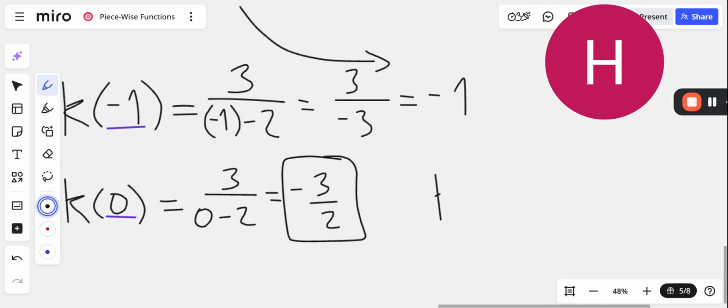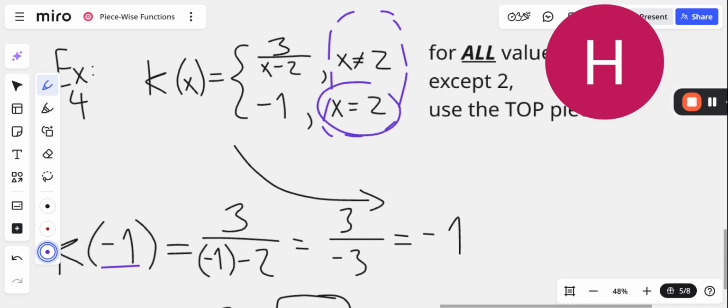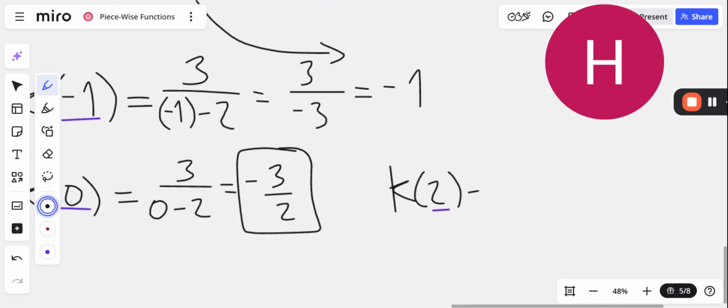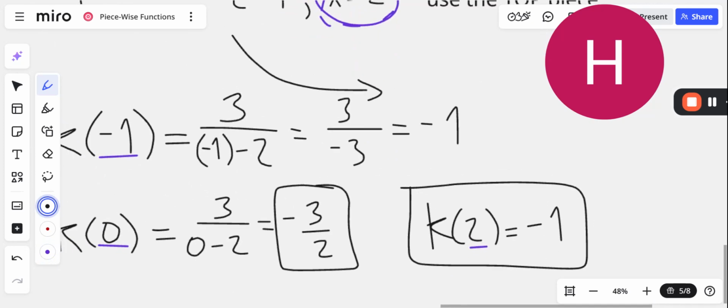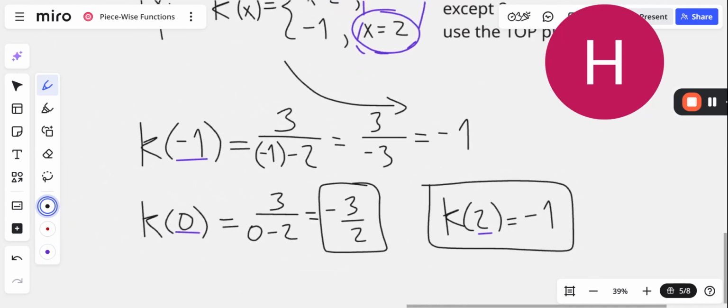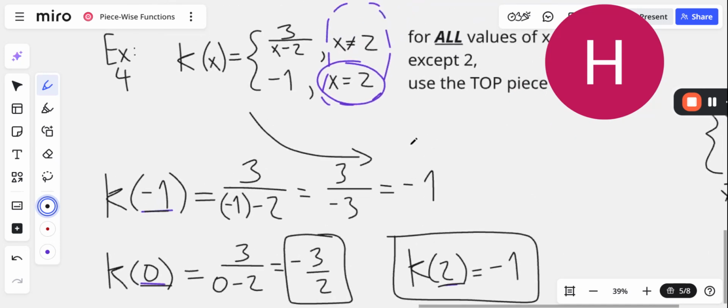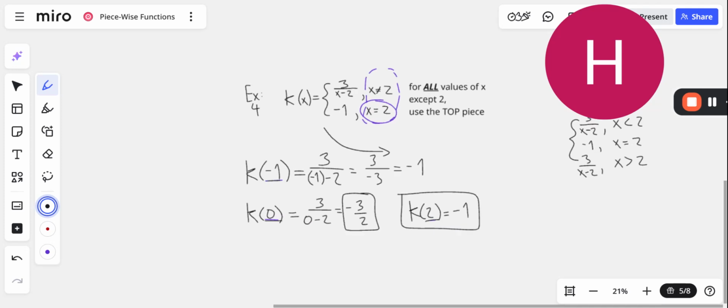So if we try k of 2, that's right on the money for the second piece. x equals 2, so this is going to give us negative 1. And notice that we get a repeated y value. That's okay. Functions can repeat their y values. They just can't have 2 different y values that go with a single x value. So all of these x values were separate inputs. And this is how we evaluate piecewise functions.